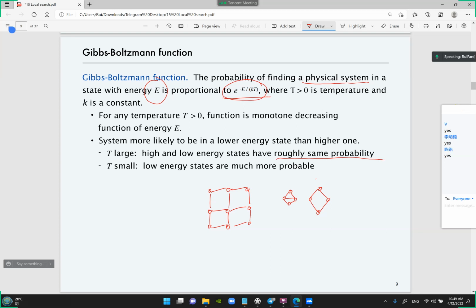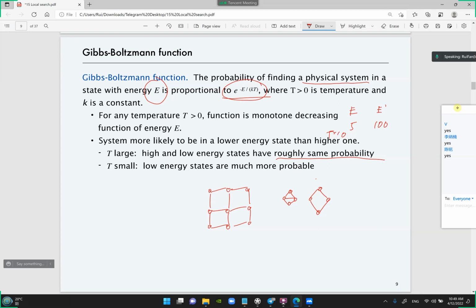Okay, because if T is large, then, say you have one state with energy 5 and the other with energy 100. If T is a very large number, let's say T is equal to 100, then after you divide by kT, these two states have roughly the same exponent. So therefore they have roughly the same probability.